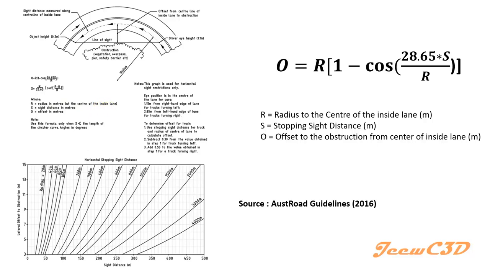So that R is not the radius of the road curve, but it will be the radius in meters at the center of the inside lane. So this cos value, 28.65 into S over R, should be calculated in degrees when you are applying the equation. This equation is developed only for the situation where side distance is less than or equal to the length of the curve. So your side distance would be something like this. Your curve length would be greater than this side distance.